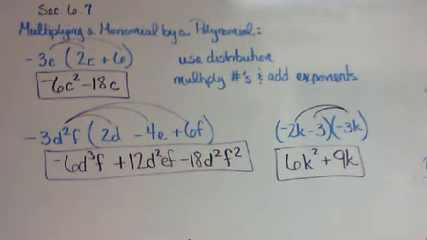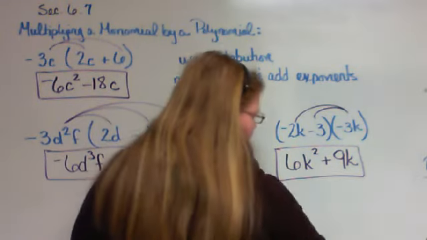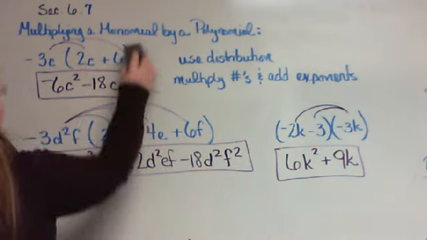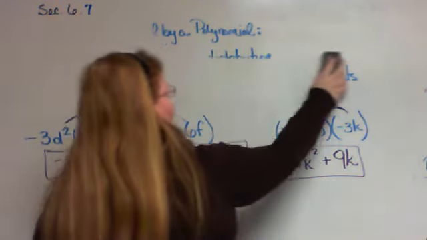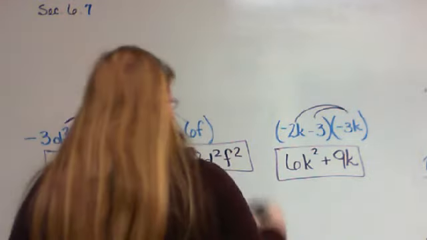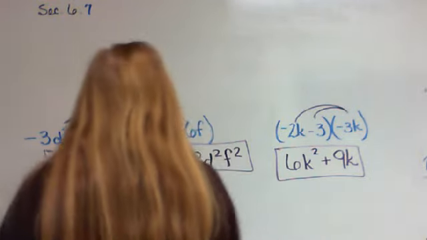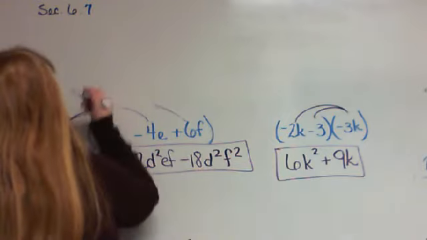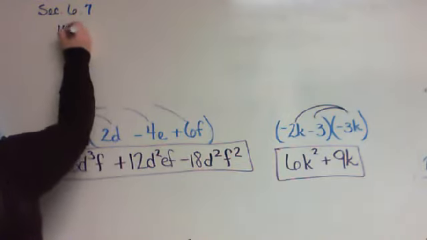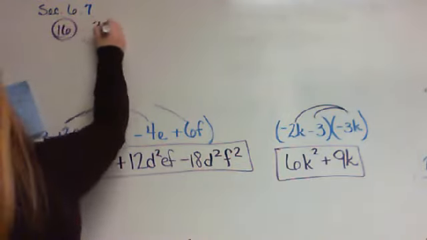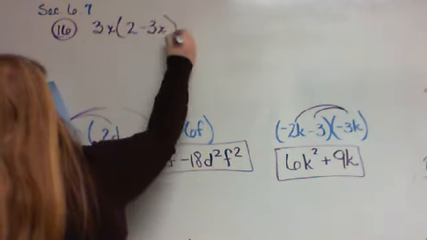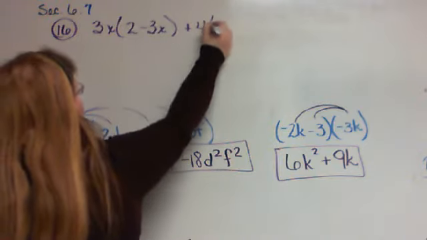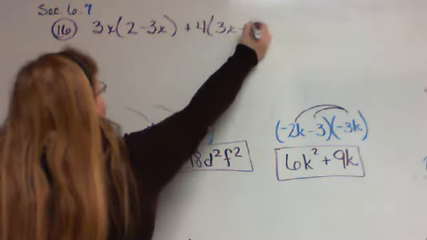Sometimes they're going to ask you to do more than just this. They're going to want you to simplify it too. So let's try a slightly harder problem, which happens to be number 16. 3x times 2 minus 3x plus 4 times 3x minus 1.